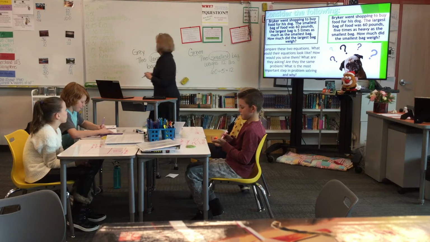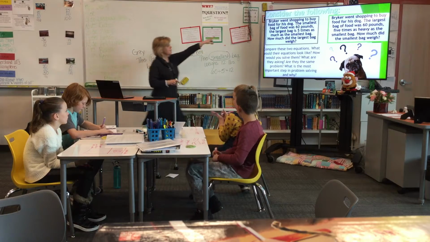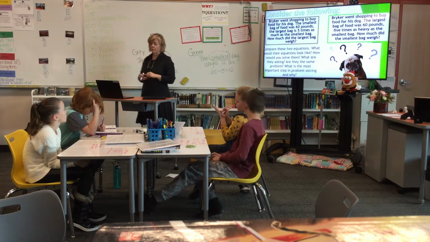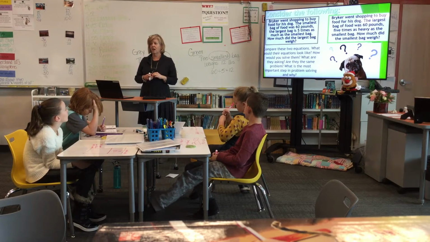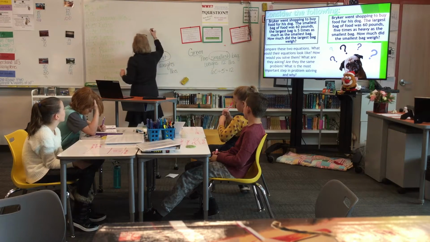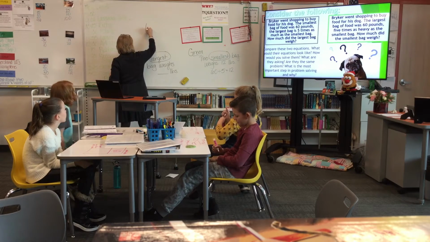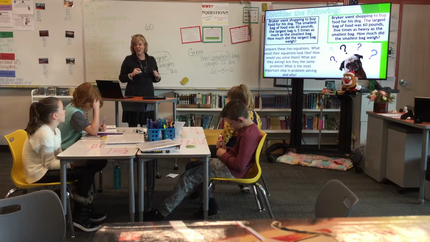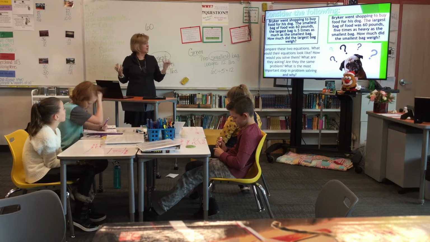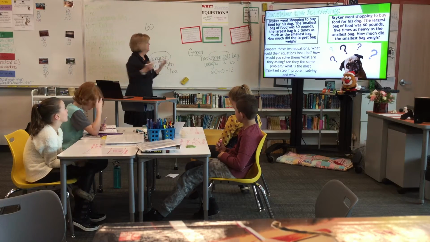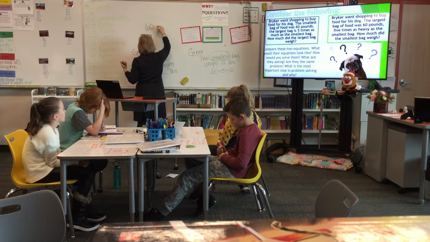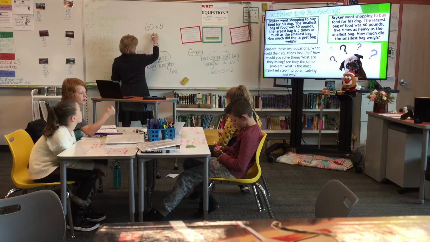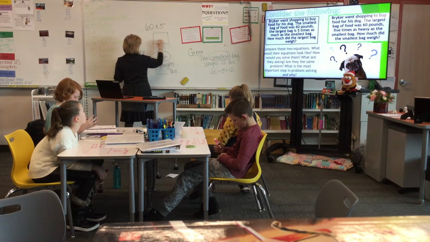Okay? And it says the smallest bag was 60 pounds. This guy, Riker, went to Costco. So if my smallest bag is 60 pounds, and the largest bag is 5 times that, right? So what do I have to do? 60 times 5, right? So draw it out like this.